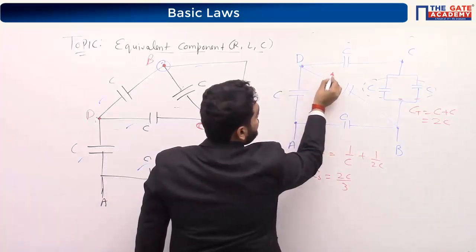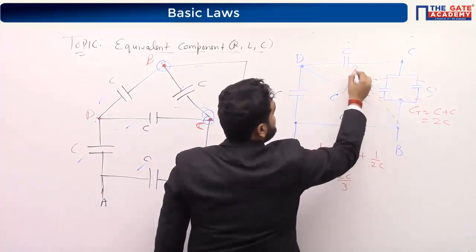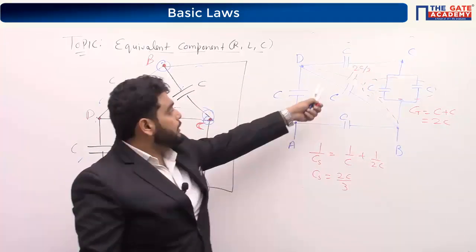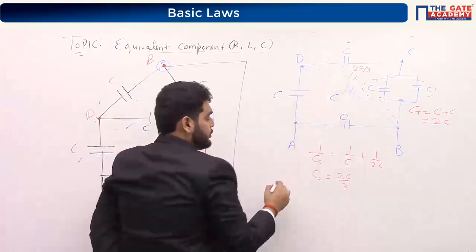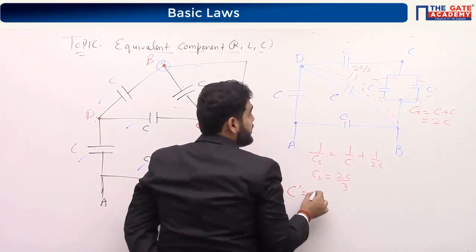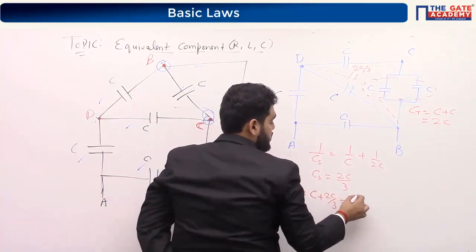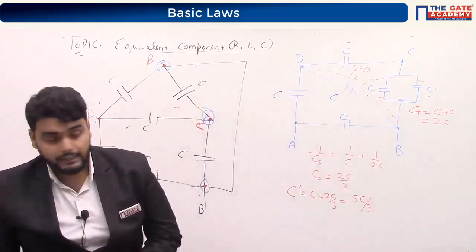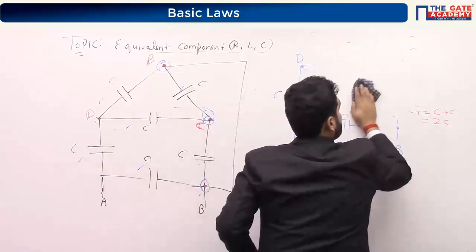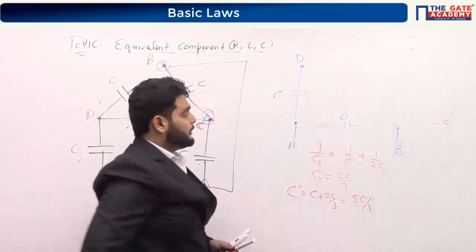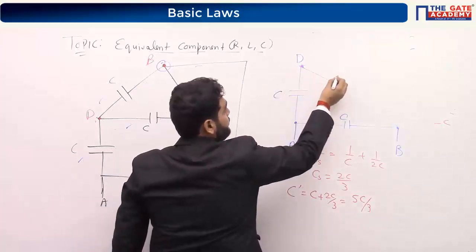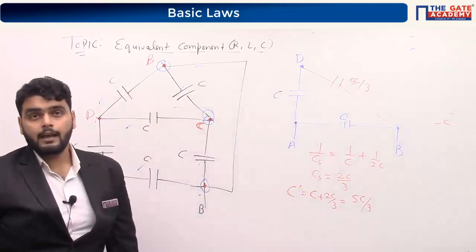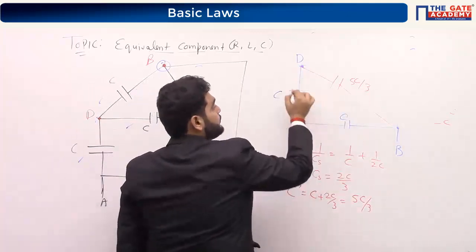Then here it is 2C by 3. So 2C by 3 and C are in parallel again. You can see these both are in parallel again. So you can write C dash equal to C plus 2C by 3, which is equal to 5C by 3. So now I redraw the diagram again. It will become like this. This is 5C by 3. Right? Now see, these two are in series.